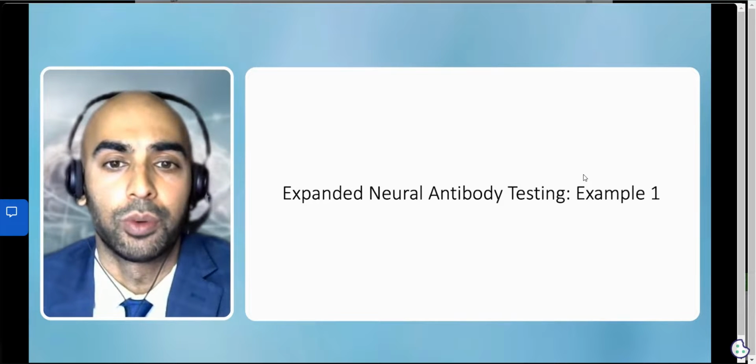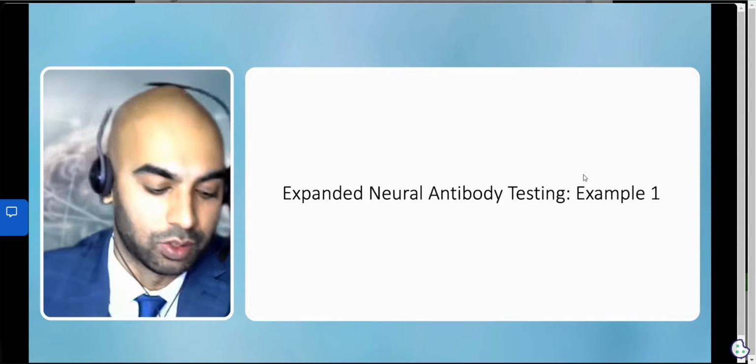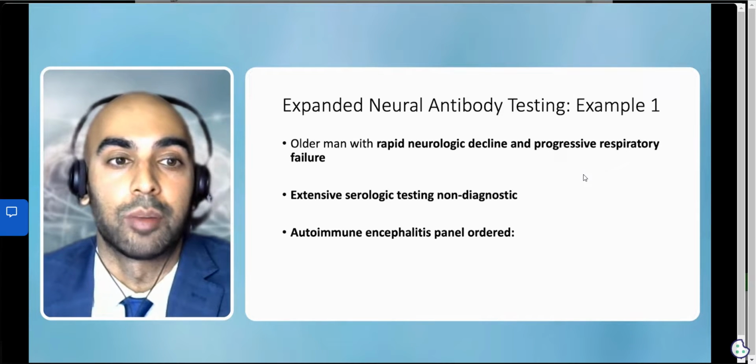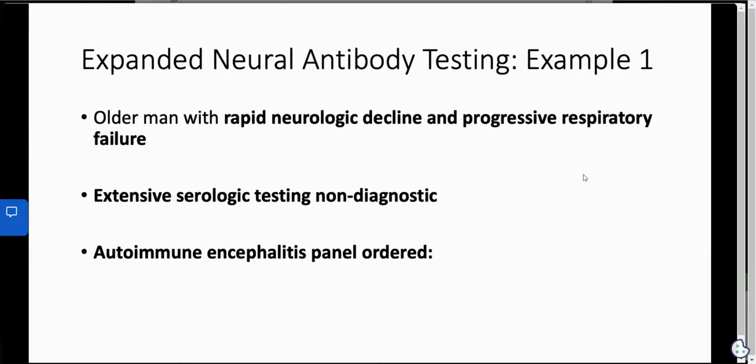So I'm just going to go over a few examples of what I mean by this. Starting off with the first example, an older man with rapid neurologic decline and progressive respiratory failure. Extensive serologic testing was non-diagnostic, and an autoimmune encephalitis panel was ordered.